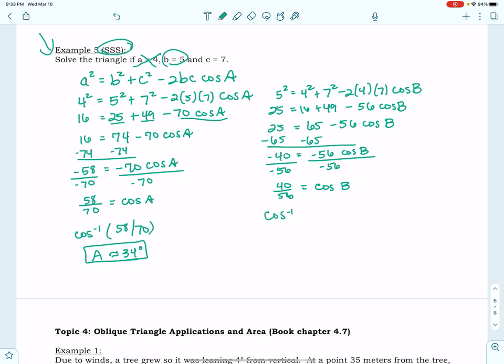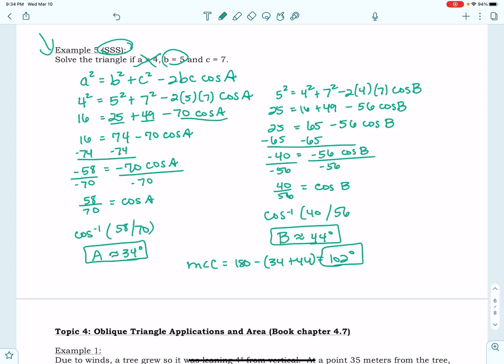So cosine inverse. What is it with autocorrect stuff? It's just so frustrating. So B is approximately 44 degrees. And then, of course, the measure of angle C is super duper easy because all I have to do is use the triangle sum theorem to get approximately 102. See, the law of cosines is super duper cool.